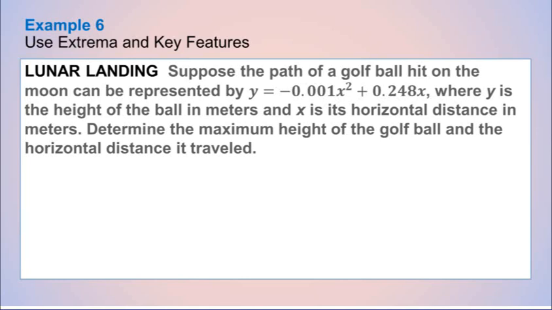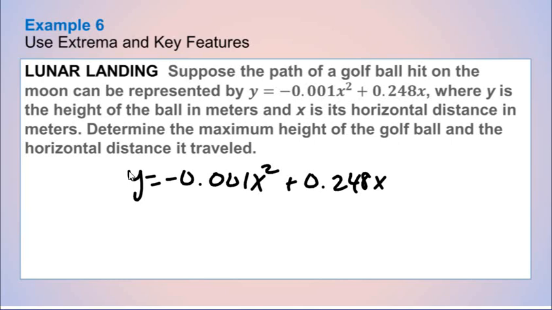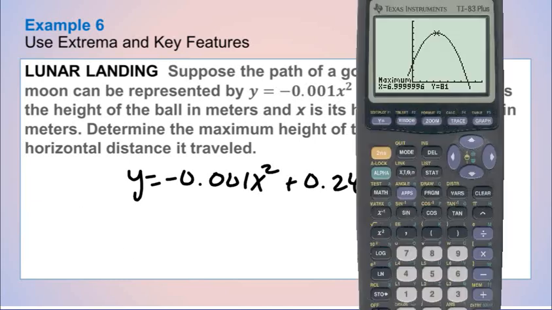So to do this one, I have y equals negative 0.001x squared plus 0.248x. So we need to find the maximum height of the ball and then the horizontal distance it traveled. So really, the maximum is our vertex, and the horizontal distance goes from 0, so starting at 0, to whenever it hits the ground. So to do that, the quicker way, let's just use our calculator here.